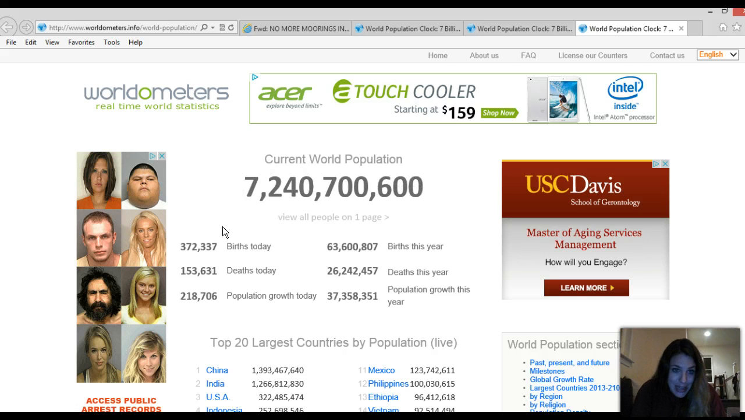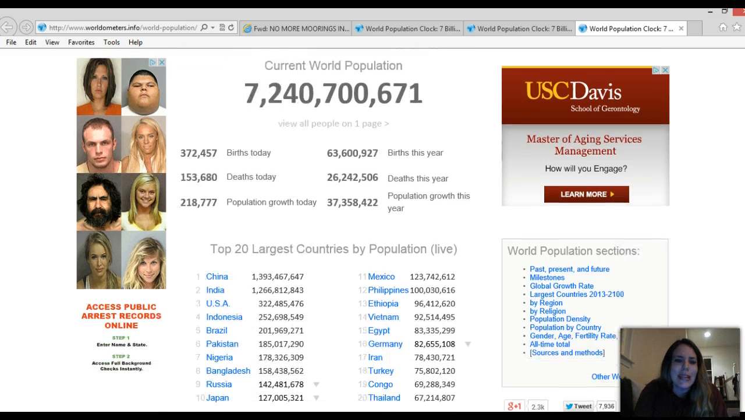Woohoo! Again, this is a net number, and what's very interesting is the number of people that were born today, about 372,000, and the number of people who died today, 154,000. You can see that the total population growth today is births minus deaths, and you can get this on a yearly basis. So it's very interesting to see how fast this changes. And we have to ask, is this sustainable?